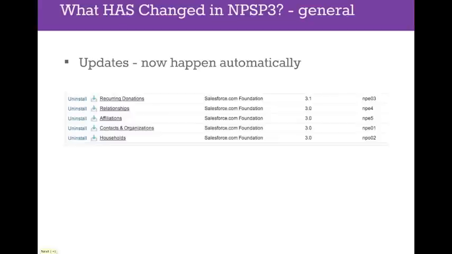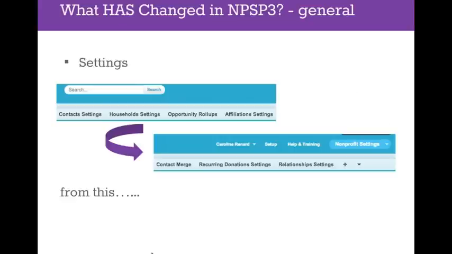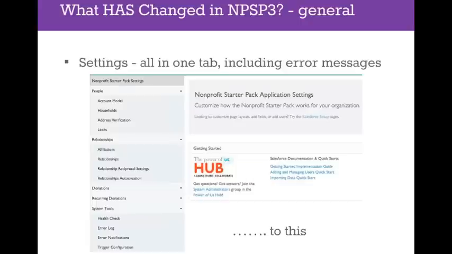The other thing that's really nice is that all of your settings now are on one tab. You might remember that with the nonprofit settings, you had this app, and there were multiple tabs, and you had to find where that one field was where I can change the end value for number of days. Now you don't have that. It's all in one nice tab. Everything's included, including error messages and any error logs.